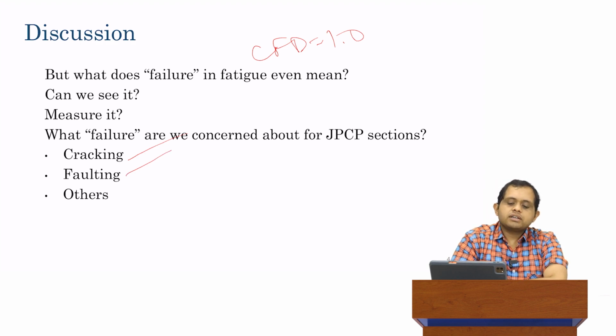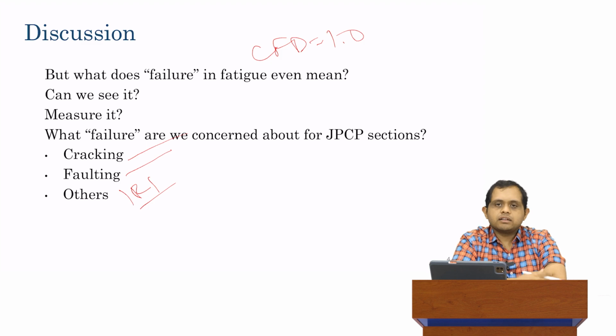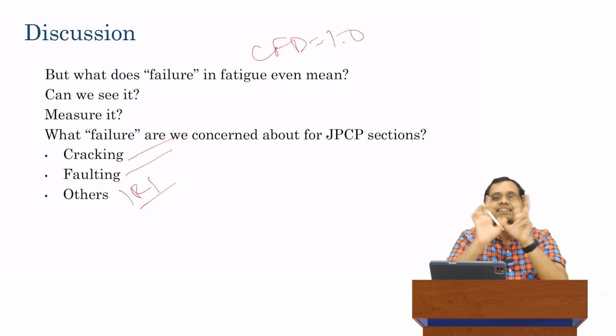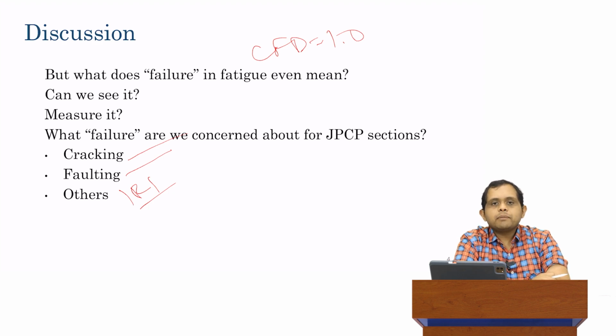We could measure faulting, we could measure IRI, for example, and other measures. These are things that we can actually measure. These are things which are real, so to say. Fatigue damage is a mathematical concept. We could use failure based on fatigue damage.